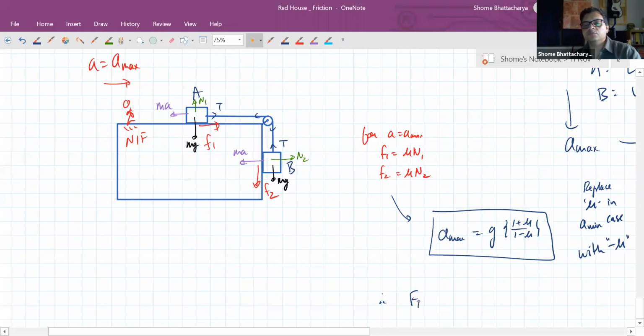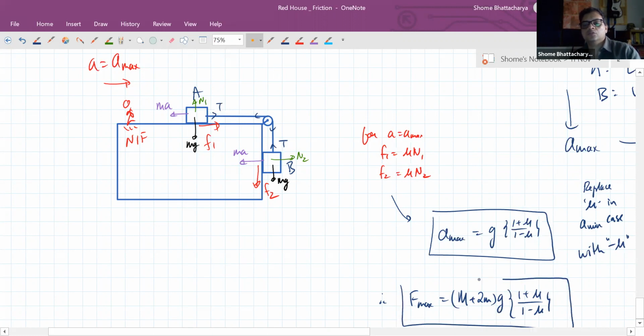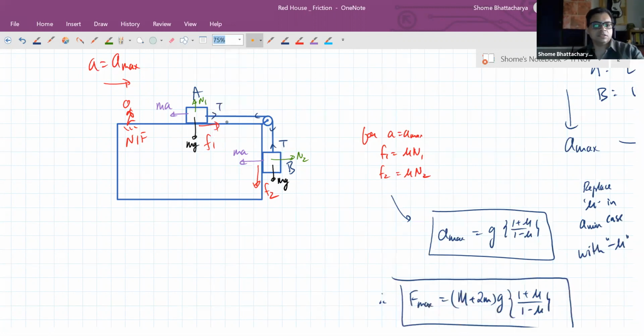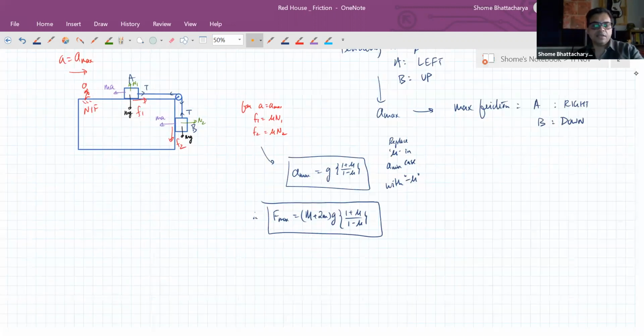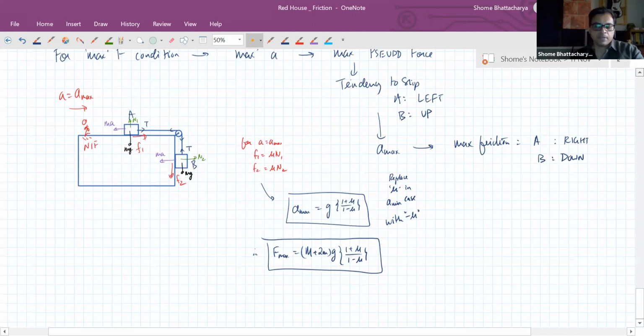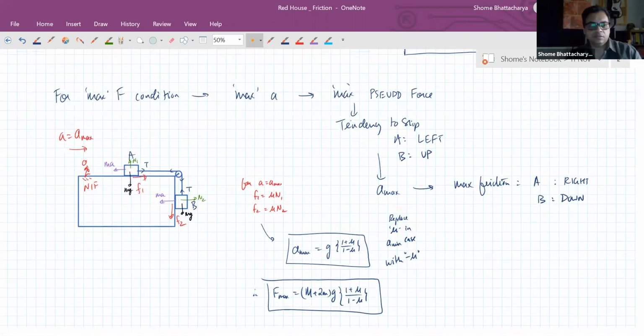So therefore the maximum force will become capital M plus 2 times small m, G into this factor 1 plus mu upon 1 minus mu. So you can write the equations for this FBD and verify this later also when you are revising this. But you will see that this trick is very, very handy in this type of question. It saves you 50% of time literally.